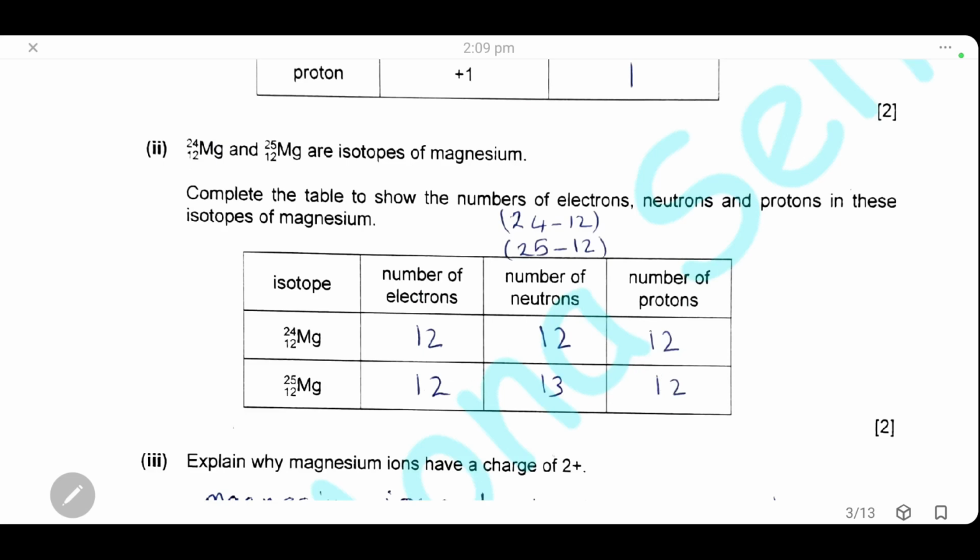Then to calculate the number of neutrons, we will subtract the protons from the nucleon number, which is the number of protons and neutrons. So 25 minus 12 will give us 13 neutrons. And for the other isotope, 24 minus 12 will give us 12 neutrons.